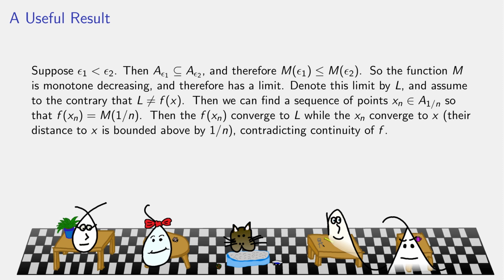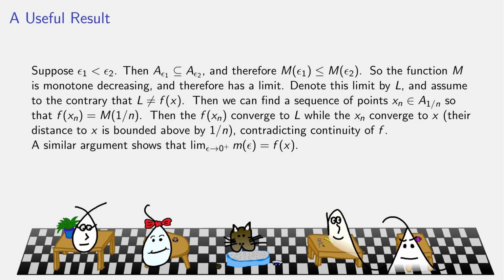But the f of x sub n's are converging to L, whatever that limit is. But f is continuous, so if the x sub n's are converging to x, the f of x sub n's must be converging to f of x. So this shows us that the limit as epsilon approaches 0 from above of capital M of epsilon must be f of x. You can repeat basically the same argument to get the limit as epsilon approaches 0 from above of little m of epsilon, these minimum values, must also be f of x.